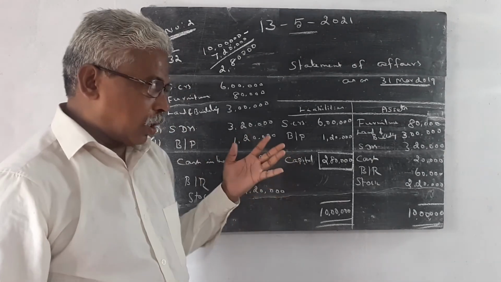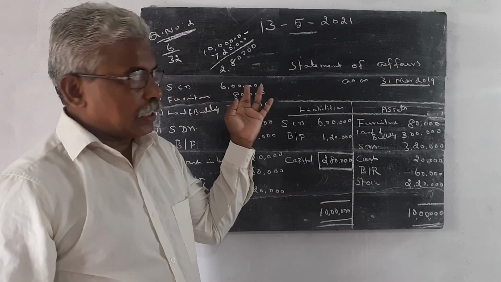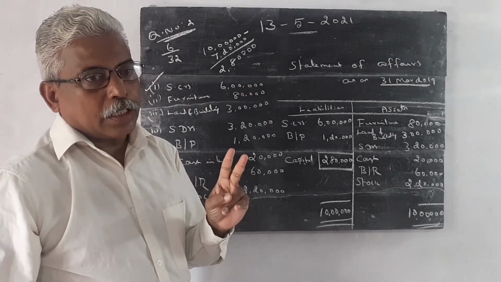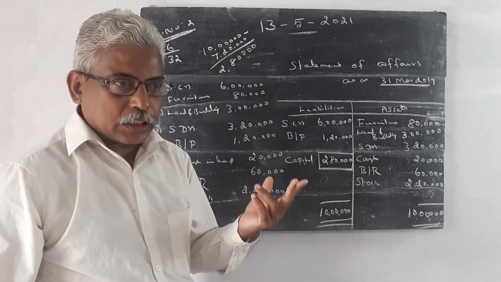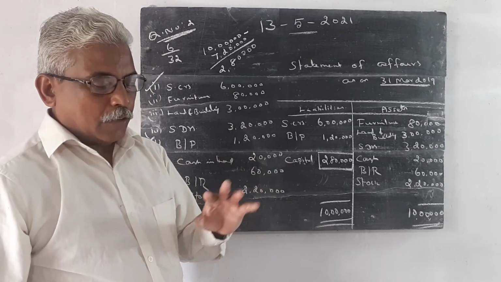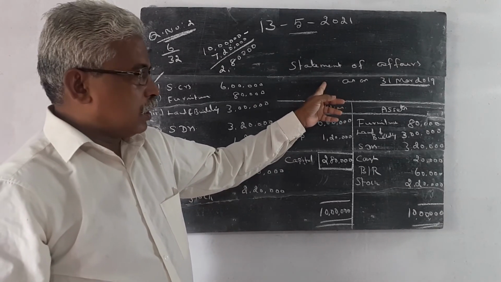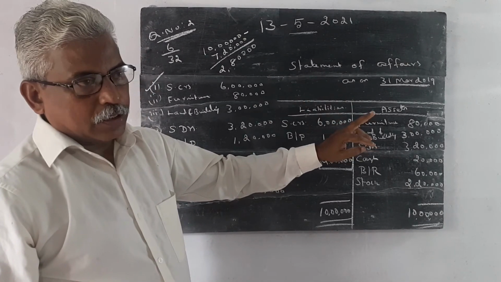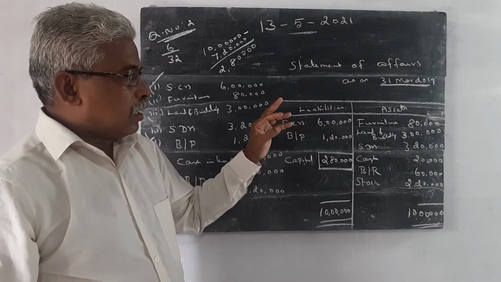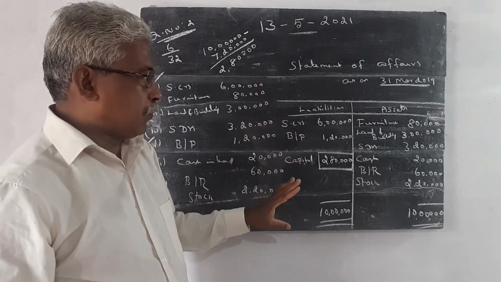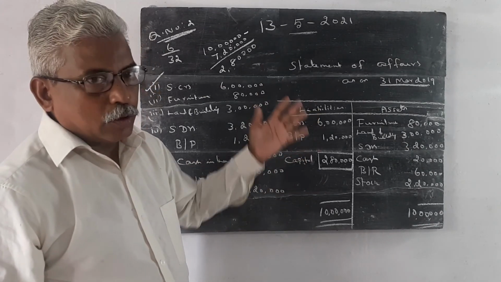I solved 2 questions, one illustration and one exercise. We have 2 more questions in this model, 2 illustrations and 2 exercises. In the first question we find out the opening statement of affairs, then the closing statement of affairs, then prepare the calculation of profit, capital at the end, add drawings. That model we have to find out. Remaining questions we will do in the next class.